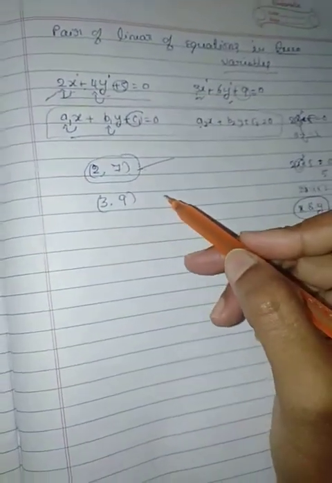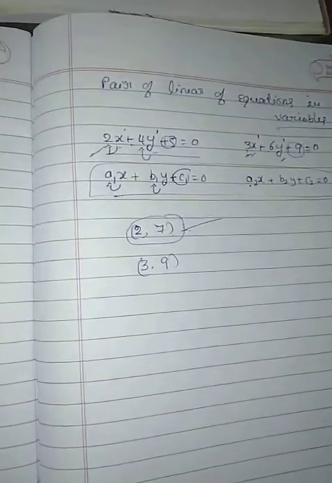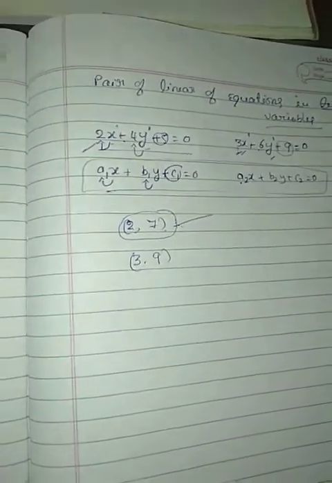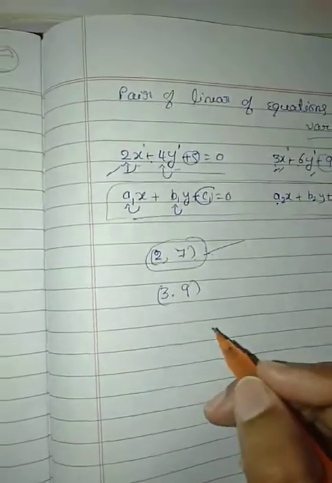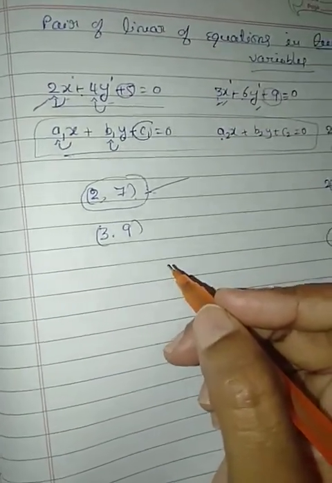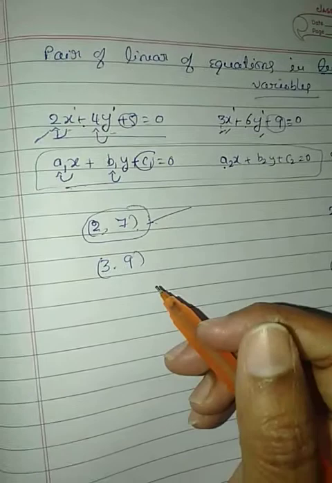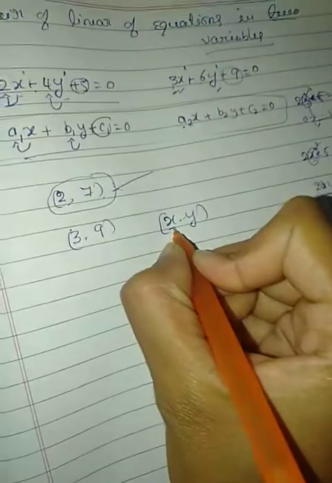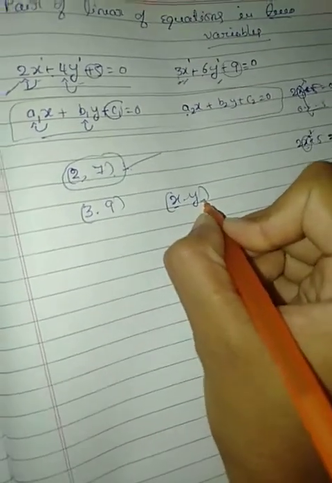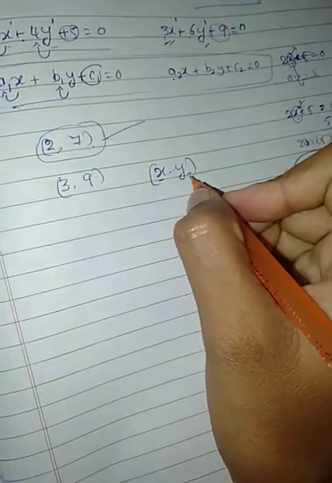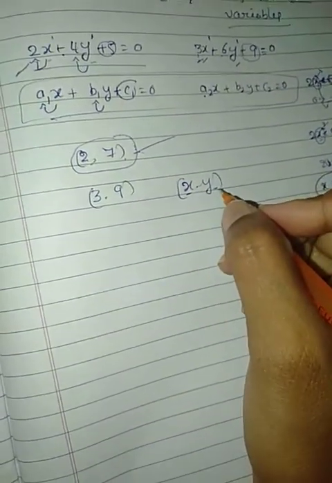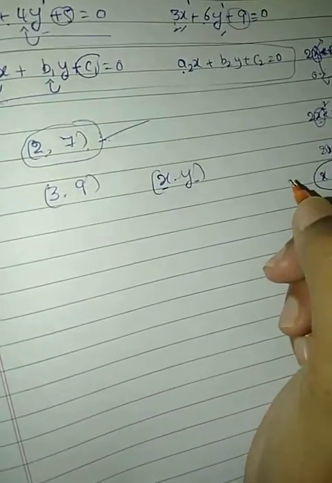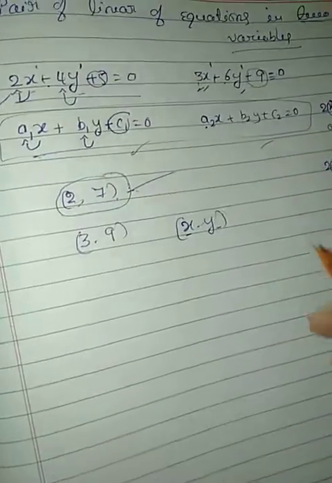So this point can also be represented on a line. Every solution of the equation is a point on the line representing it. Each solution you can write as x comma y. The first value always represents x, the second represents y. So each solution x comma y of a linear equation in two variables corresponds to a point on the line representing the equation. So these are the standard form.